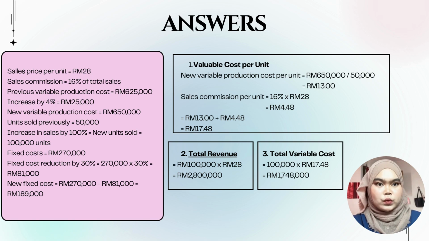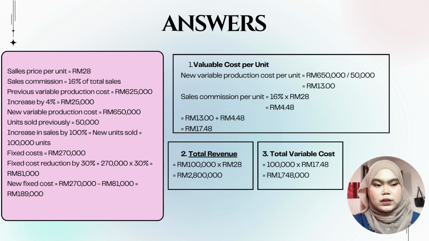Second, we find the total revenue, with the incentive expected to boost sales by 100%. The company would sell 100,000 units instead of 15,000 units. So, the total revenue is calculated as 100,000 units times 28 ringgit, and we get 2,800,000 ringgit for the total revenue. And third, we need to find the total variable cost.